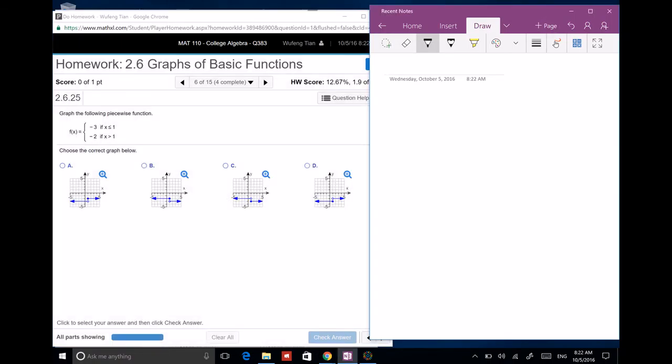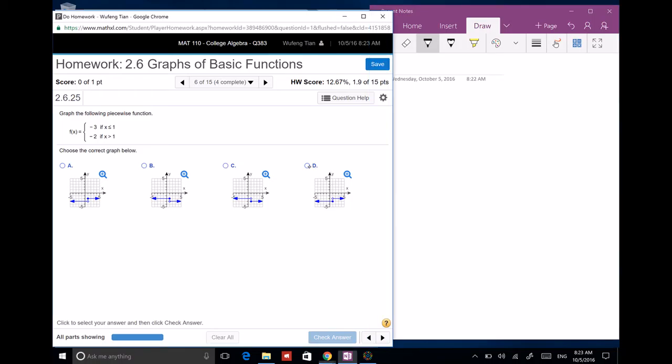Okay, look at the function. It's a constant piecewise function. Less than or equal to 1 is -3, and bigger than 1 is -2. So 1, 2, 3, and then after that, so it's D.